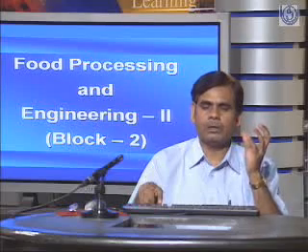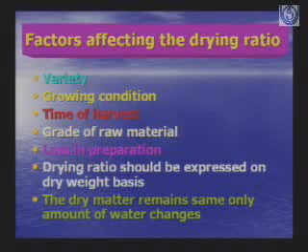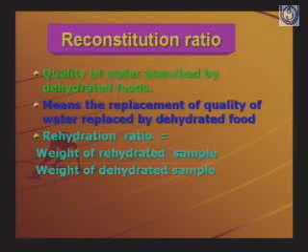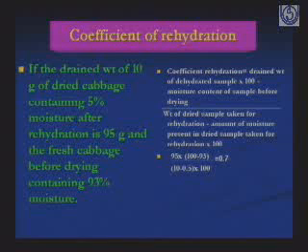Then the drying ratio should be expressed by weight, because the dry matter remains the same and only the water content changes. The quality of the raw material absorbed by dehydration means the replacement of water in the dehydrated foods, or the weight of dehydrated samples, and this can be calculated by a formula. This is the coefficient.